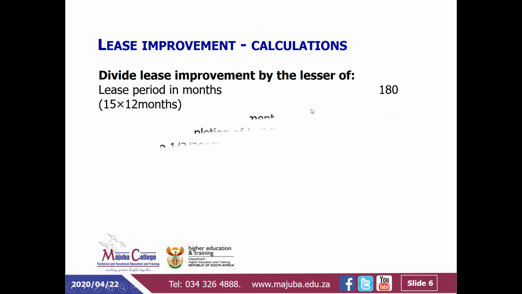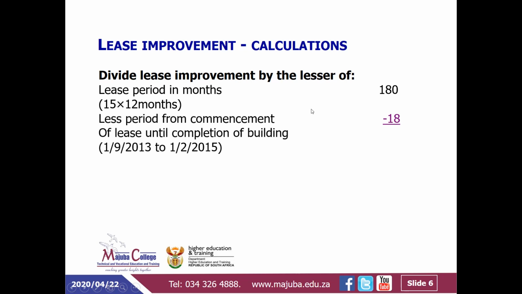It's straight and simple. The next thing that we're going to do, as I've already explained, is to less the period from the commencement of the lease. I've already indicated that it will be from the 1st of September 2013 to the 1st of February 2015. That's the completion date. So we need to determine the months from there to there, and we need to deduct them. I've already determined those months as 18 months.